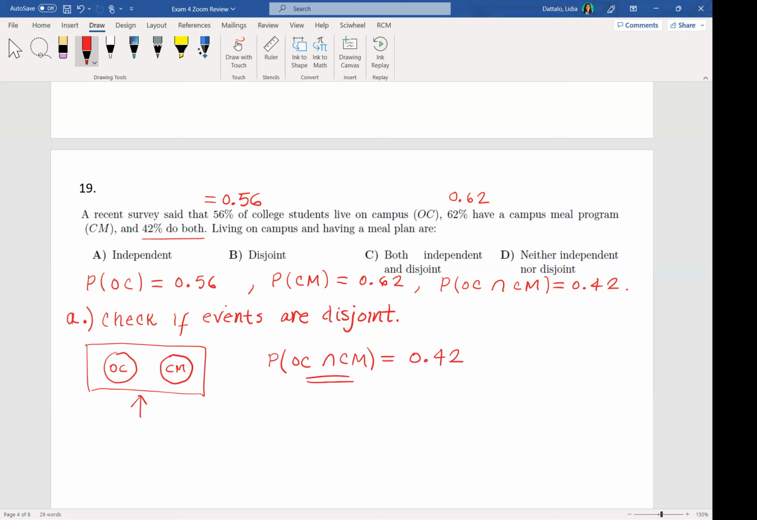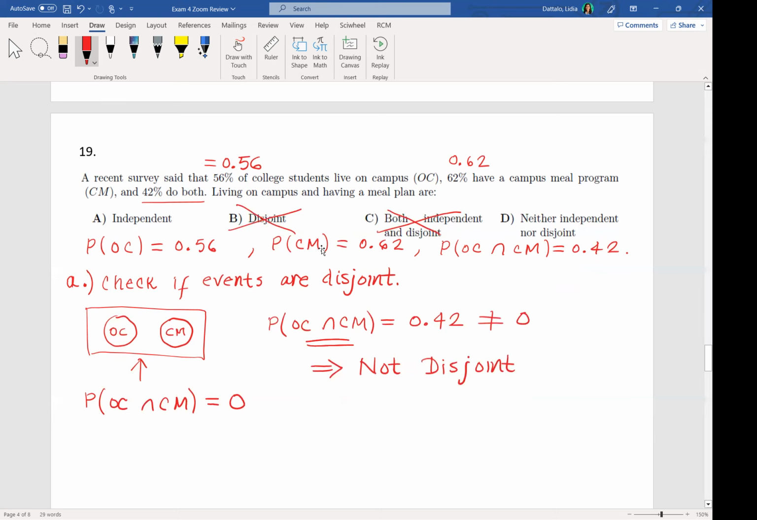In this disjoint visual, the probability of this event is 0. But we were given that it was 0.42, which does not equal 0, therefore not disjoint. Definitely not that one. Neither independent, okay. Both independent and disjoint? We just proved that it's not disjoint, so we would cross that out. And now let's go to B, which is going to check for independence.